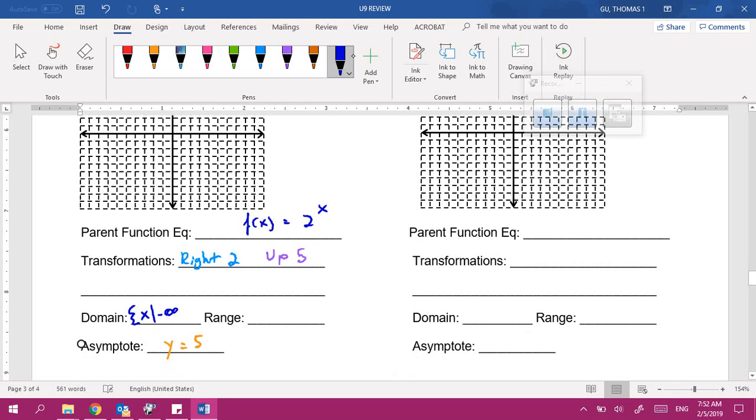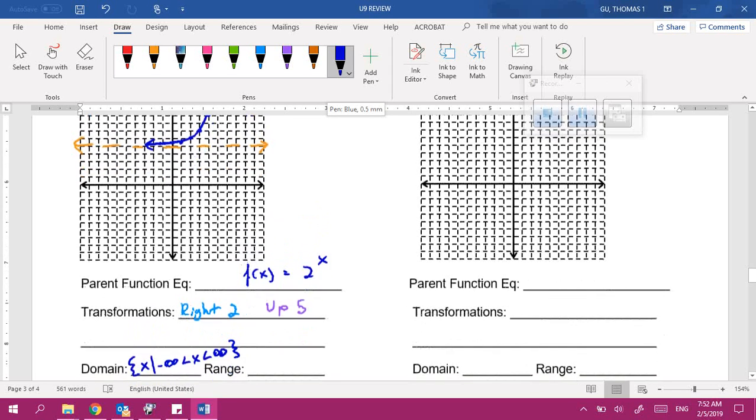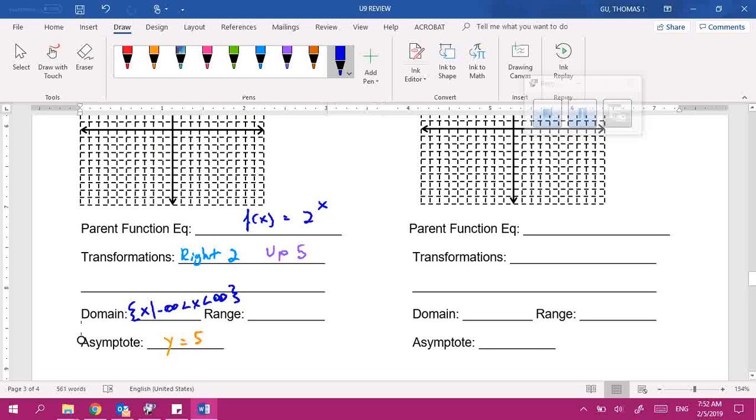Negative, and then? Yeah, there you go. So the domain negative infinity less than x less than infinity, right? That's the domain always for exponential functions. All right, now how do I find the range? What's the range going to be?